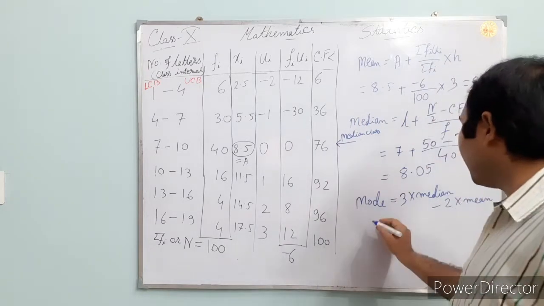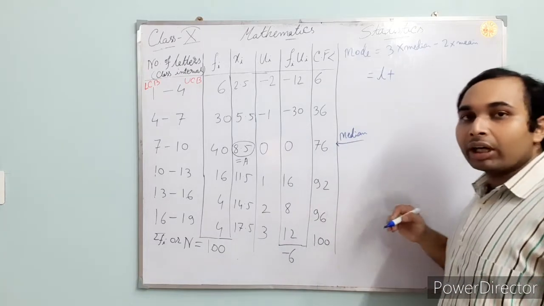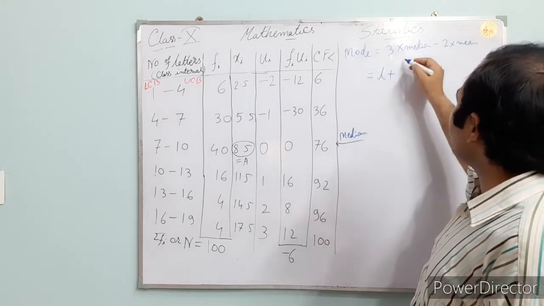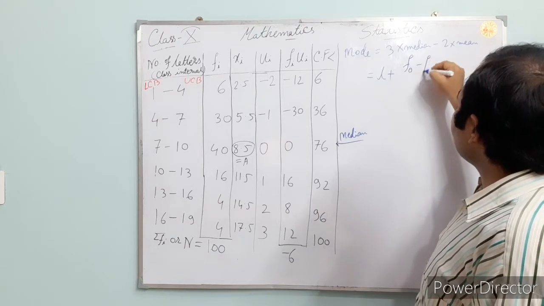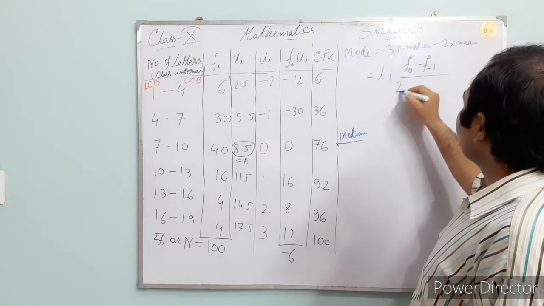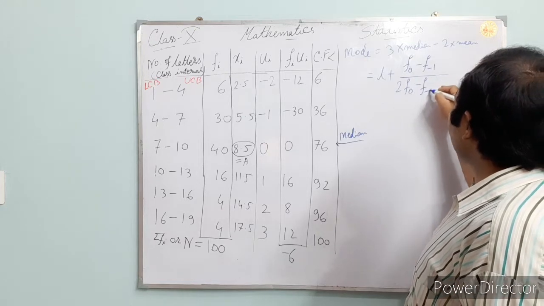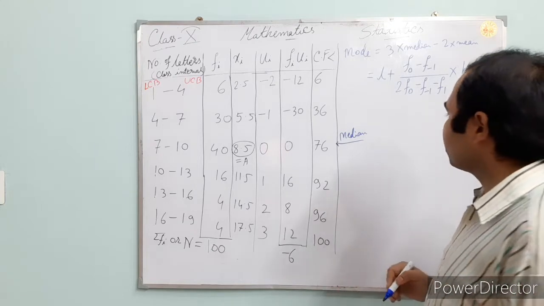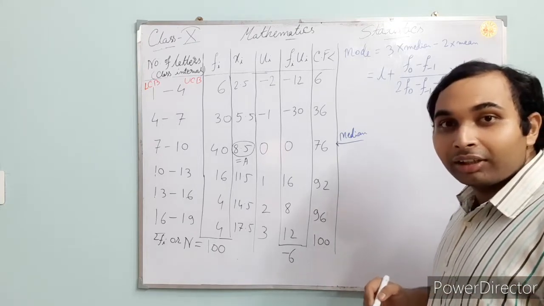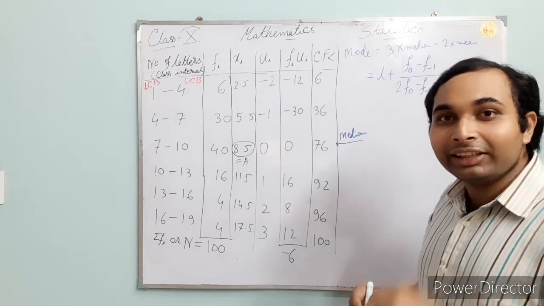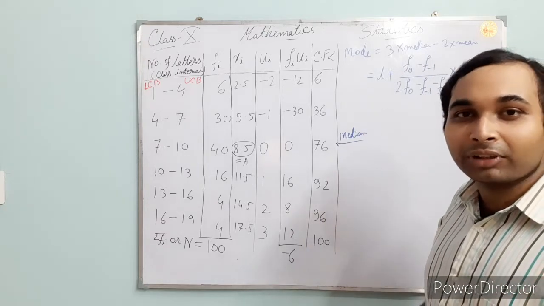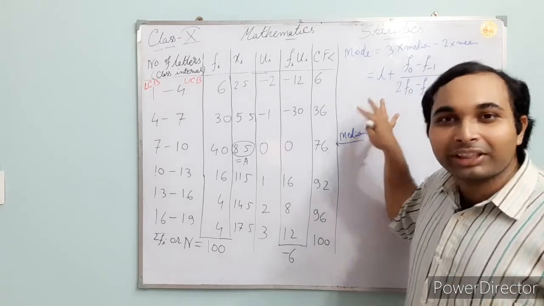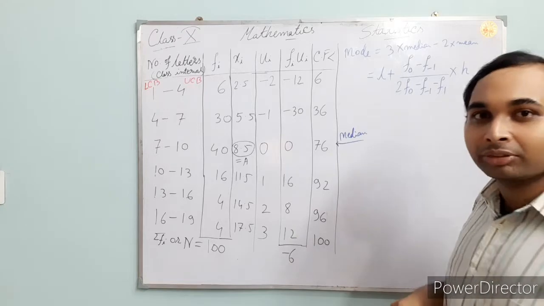I am writing the formula here. L plus, L means the lower class boundary of the modal class. How to find the modal class I will say you later. L plus (F0 minus F minus 1) by (2F0 minus F minus 1 minus F1) into H. A long formula, and also I guarantee that you are getting scared of this formula, isn't it? Don't be scared. Actually very easy. The formula is looking like that. Very easy. I am making you understand.